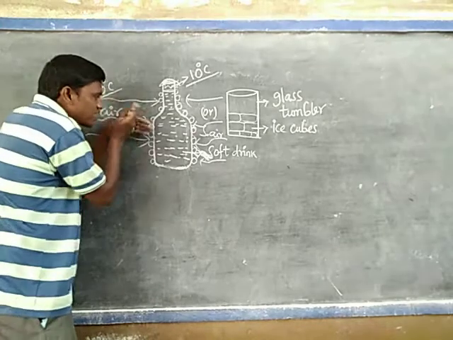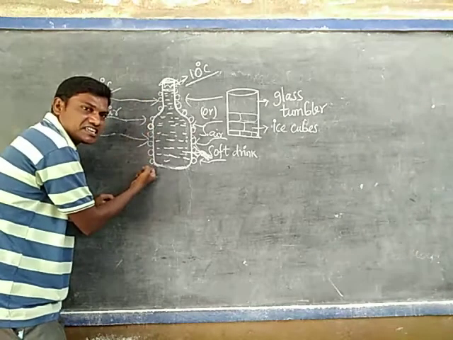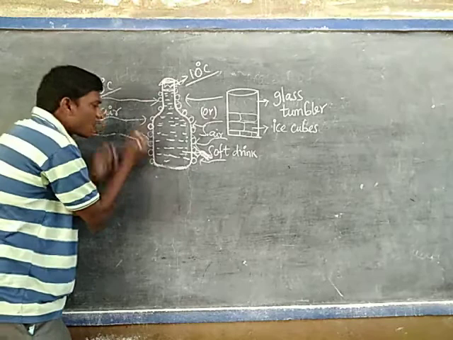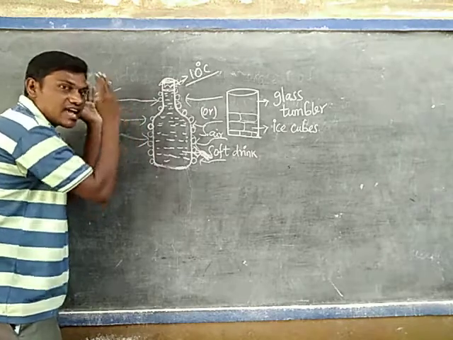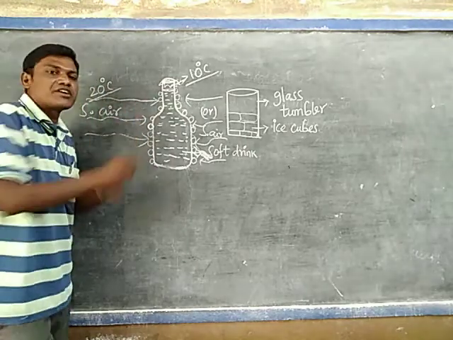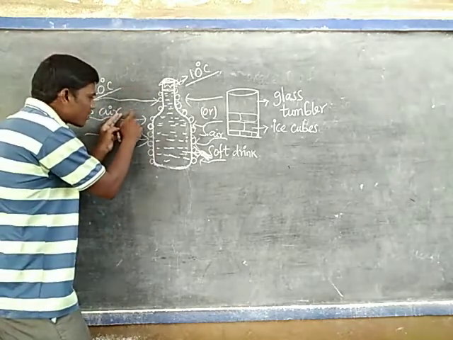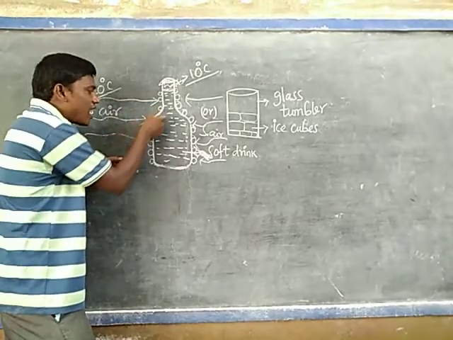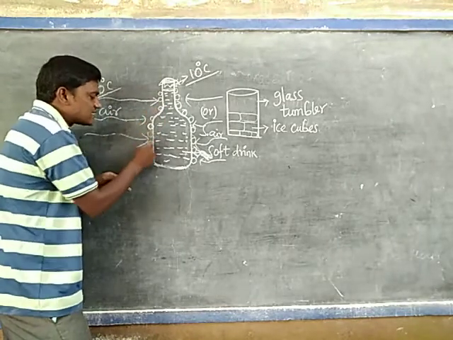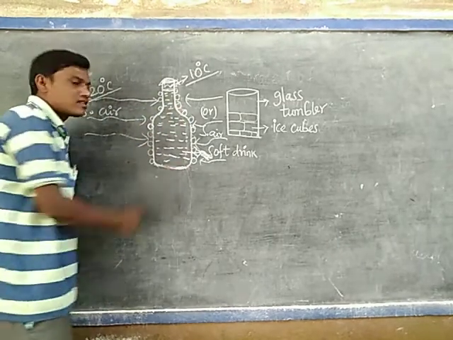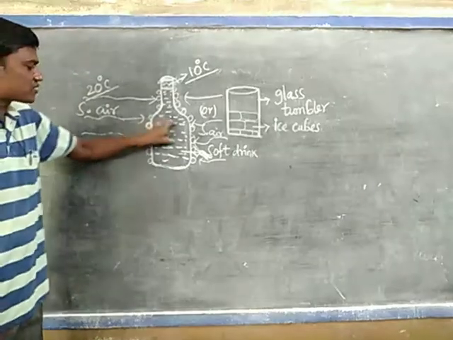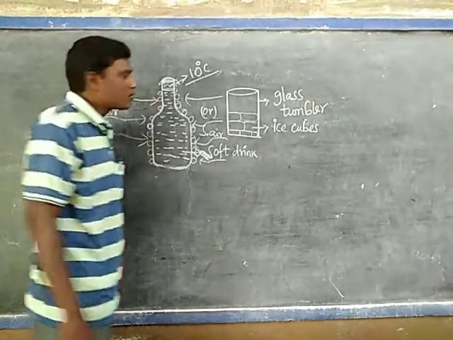When it loses its kinetic energy, its temperature decreases. If the temperature decreases, the water vapor is no longer in the gaseous state. It is converted to which state? Liquid state. That's why some water vapor is converted into liquid and forms tiny water droplets on the outer surface of the soft cold drink bottle.